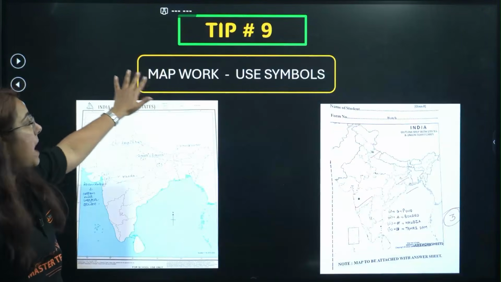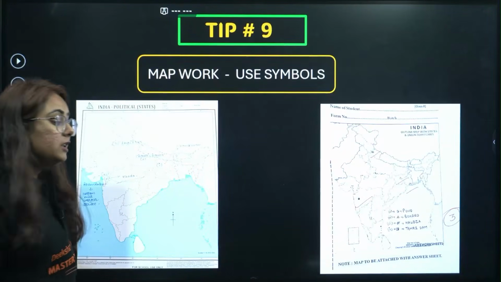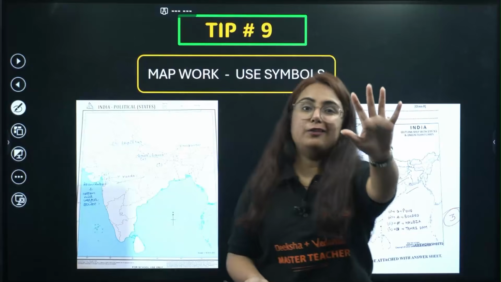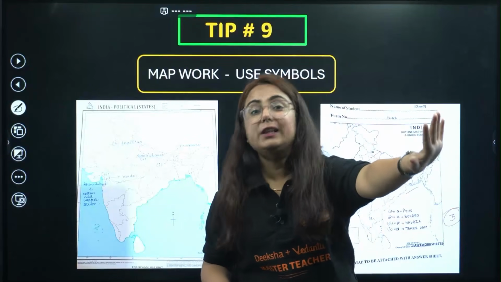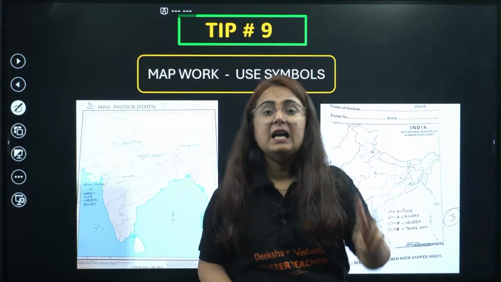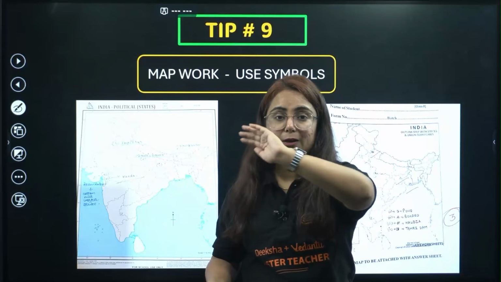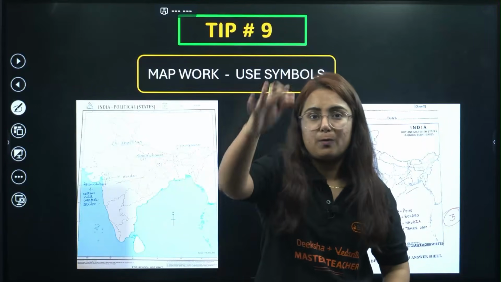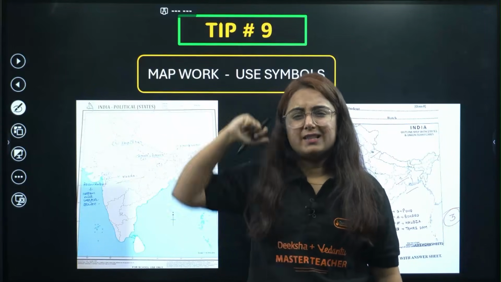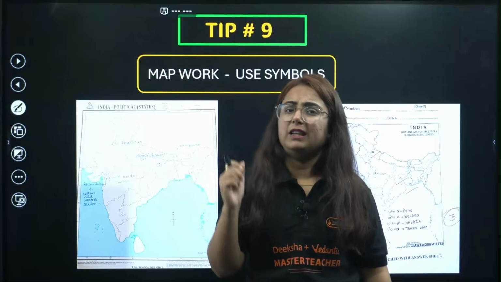Next is map work, use symbols. Now students, map work is a free 5 marks. Free, literally free 5 marks if you practice it well. I say that only 2 hours is enough for this 5 marks. If you are doing this practice on 6th of March early in the morning, sitting with the map work, completing it throughout, then it is going to work.